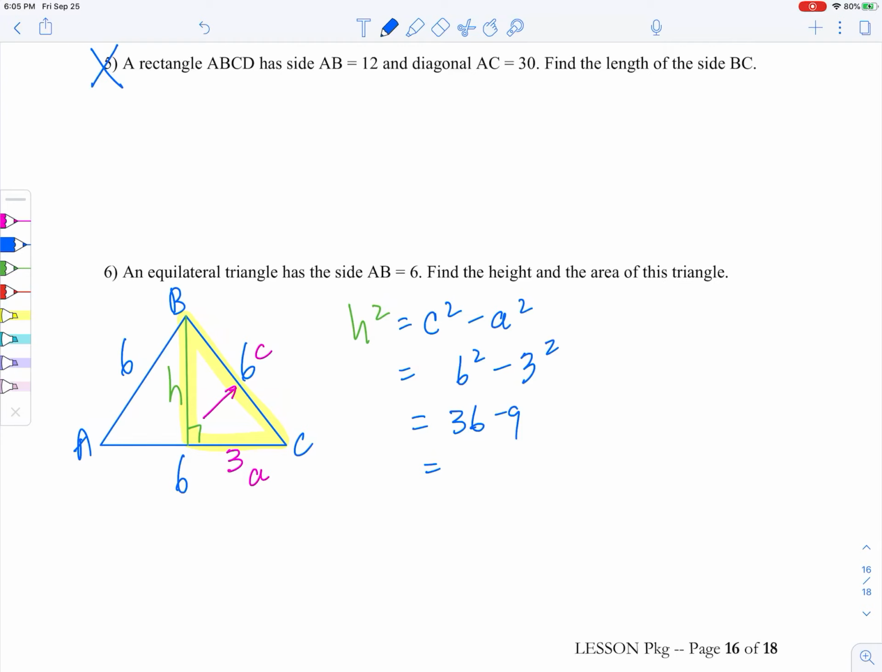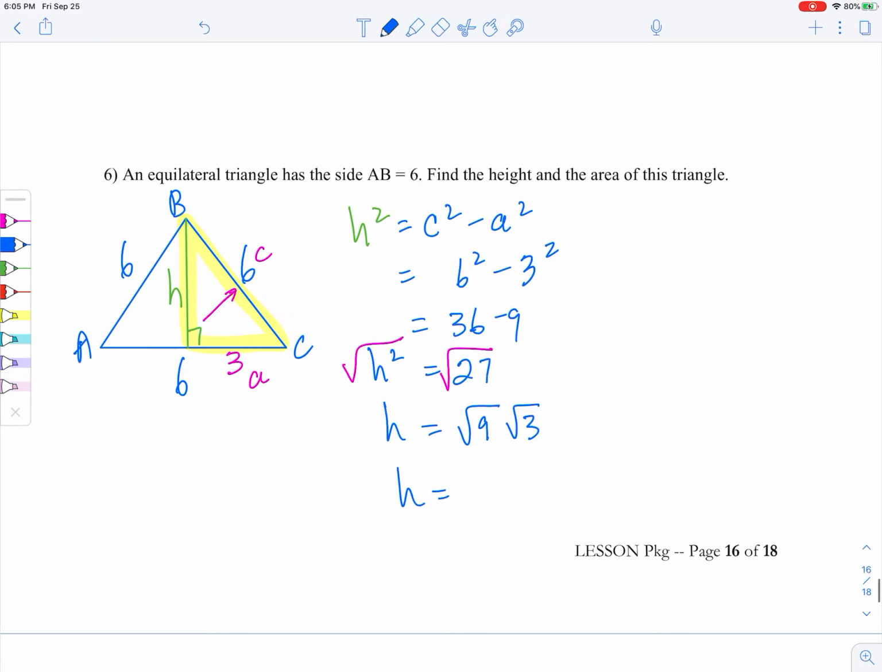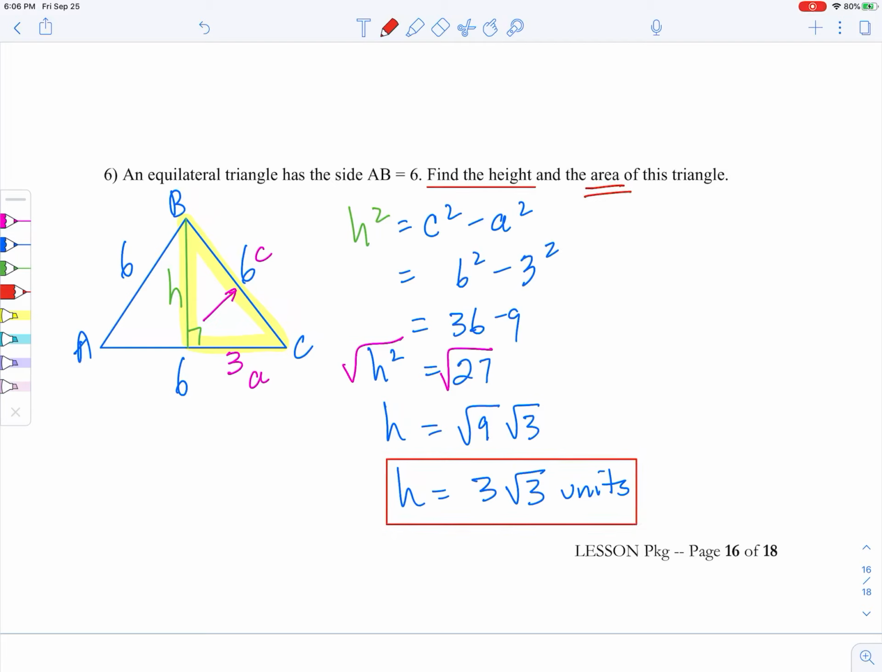And then we're going to have to simplify it. So if I get H squared equals 27, take the square root of both sides. So H equals root 27. But I know that 27 has a perfect square as a factor, so root 9 times root 3. So H equals 3 root 3 units. So that was the first thing they wanted us to find. So found the height. And then they also asked us to find the area.